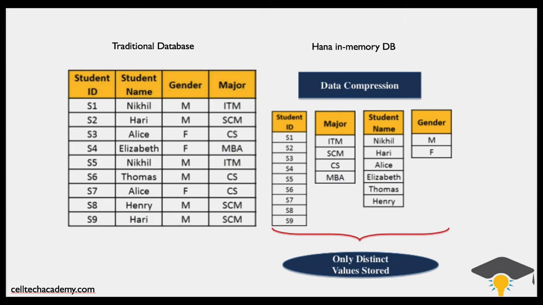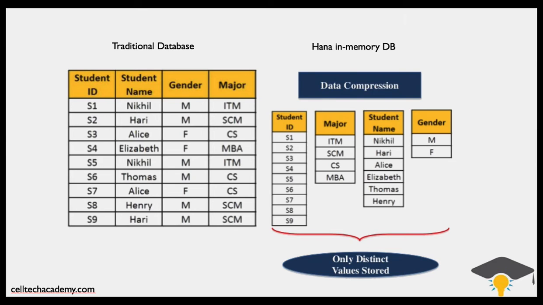Here we can talk about the traditional database as well as the HANA in-memory database. On the left side, you see a traditional table where student ID, student name, gender, and major subject are displayed. It's a typical table which resides on any traditional database. And let's see how it will be saved in the HANA in-memory database. You see different columns in the HANA in-memory database. A single table is split into four and it's been compressed.